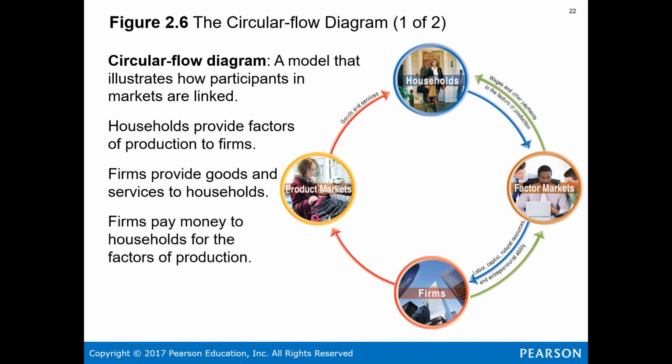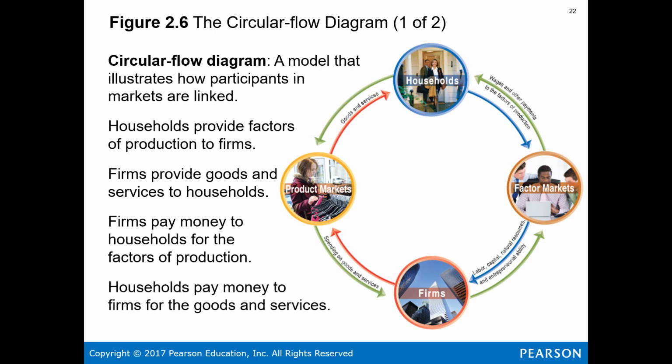Firms pay money, wages, and other payments, interest, to households. The households use that money to pay for the goods and services, and that money goes to the firms.